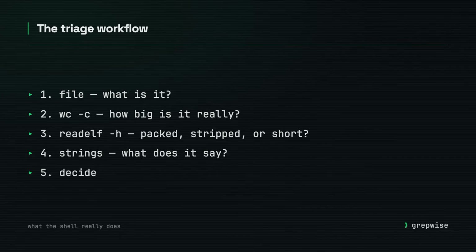The triage workflow has 5 steps, and the same 5 steps apply to every unknown binary. Identify what you have with file. Measure the actual size with wc. Check the ELF header with readelf to see whether the binary is packed or truncated. Pull strings and filter for what matters. Then decide. Apply those steps in order, and nothing you conclude requires executing anything.